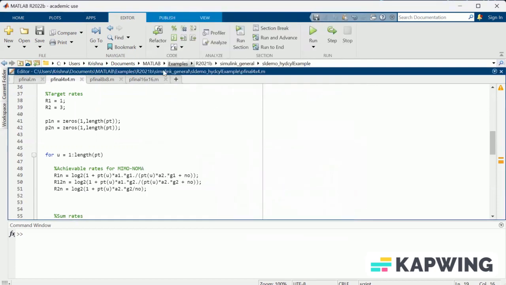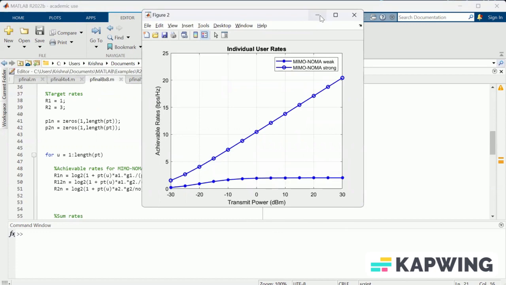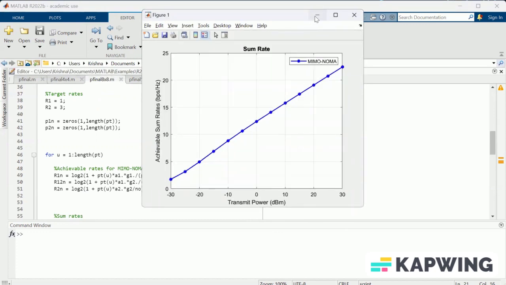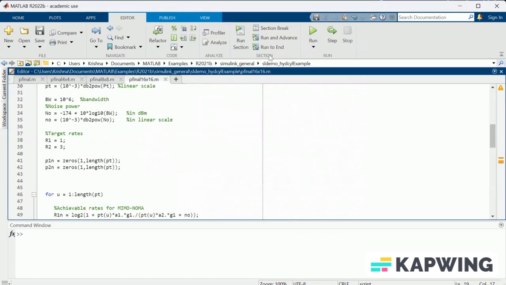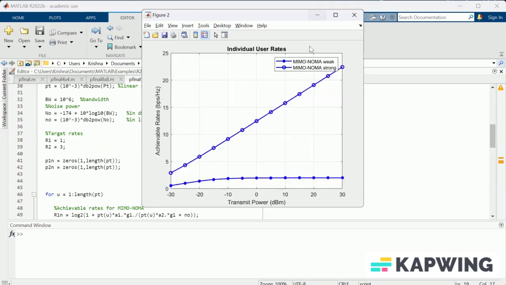And here are the outputs of simulation of 8x8 MIMO-NOMA: the outage probability, the individual user rates, and the sum rate. And coming to the final output, the 16x16 configuration of MIMO-NOMA, we have simulated the outage comparisons, the individual user rates, and the sum rates.